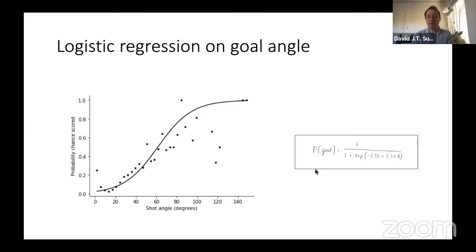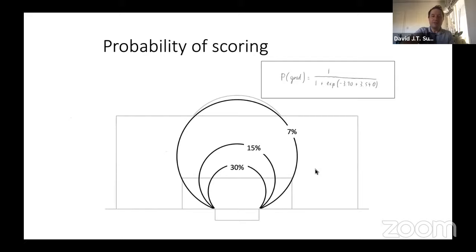This equation here, this probability of goal, is actually the expected goals. This is the expected goals for a shot given that particular angle. And then you end up with these very beautiful rings, which tell you the 30% chance of scoring, the 15% chance of scoring, and a 7% chance of scoring from these different positions. Everything inside this ring has a 7% chance. Everything within this ring has a 30% chance.